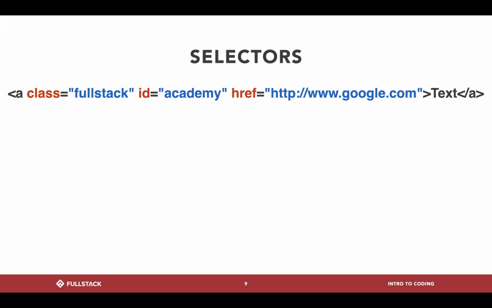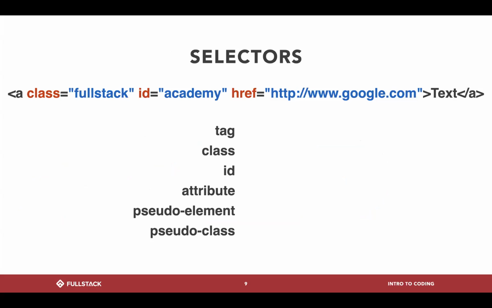First of all, we see some pretty familiar things, right? We have a class, we have an ID, we have an href. We have 3 attributes there. The types of selectors that we have to choose from are tags, classes, IDs, attributes, pseudo elements, and pseudo classes. I'd say for this class, you're really only going to have to know about the first 3.